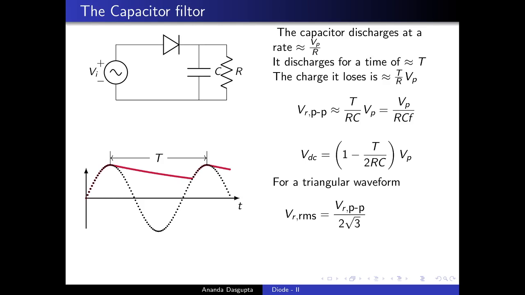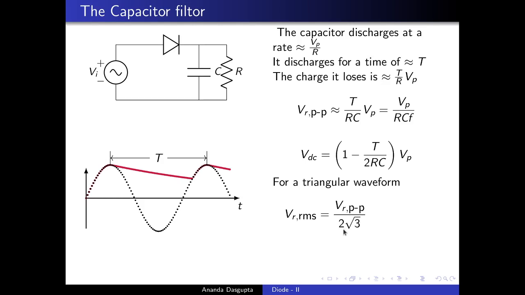So its RMS value of course can be calculated very easily. You just square this, integrate it over a complete period, and divide by the time period. And if you do that, it turns out that the RMS value for the triangular waveform works out to be the peak to peak voltage by 2, which is the peak ripple voltage, by root 3.